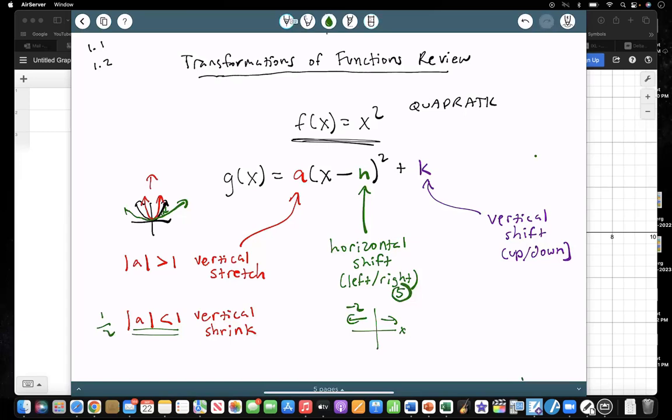And then the k we said is pretty straightforward. If you add or subtract at the end of the function, so take your entire function and add a number, subtract a number, that's going to move it either up or down. So plus 3 will move it 3 units up, minus 7 will move it 7 units down. So that's our vertical shift.